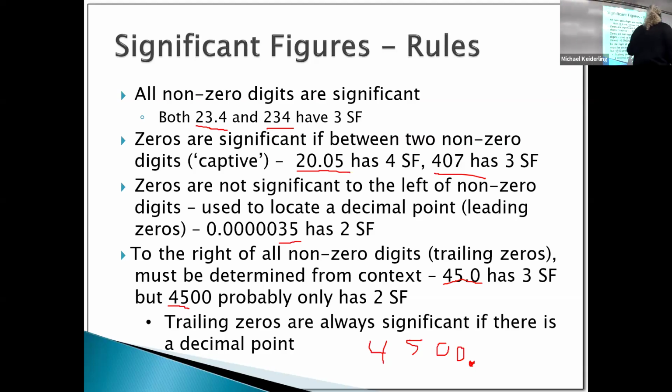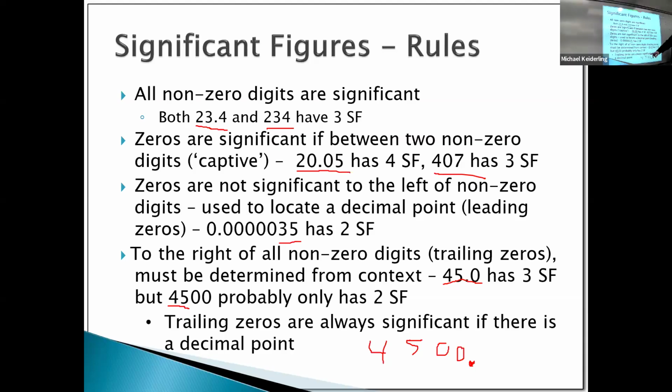Now, trailing zeros vary in whether they're significant. There are two cases. If there is a decimal point, they're significant. If there's not a decimal point, they're probably not significant. It depends on context technically, but here 45.0 would have 3 significant figures because there's a decimal point, and 4500 probably only has 2 significant figures.